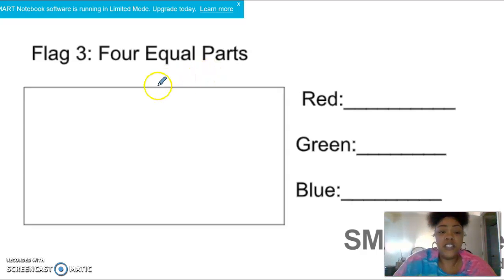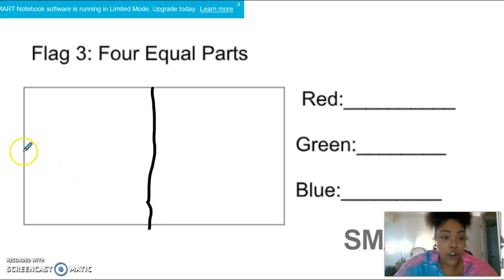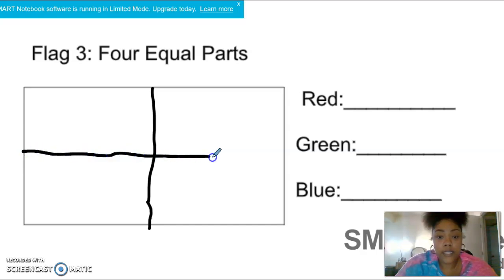So to partition this into 4 equal parts, I'm going to start right here and draw a line down the middle vertically. This is called vertically. A little crooked, but it's okay. Then I'm going to also draw a line down the middle going this way, and we call this horizontally. Bam. Now I have 1, 2, 3, 4 equal parts. Well, if my parts are equal, then I should be able to make some fractions, right?